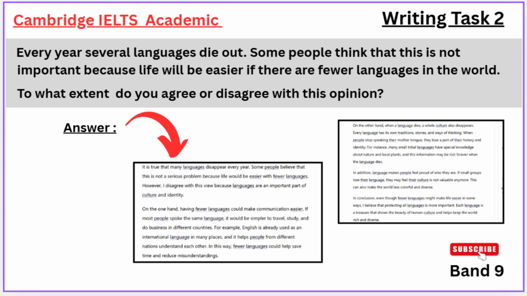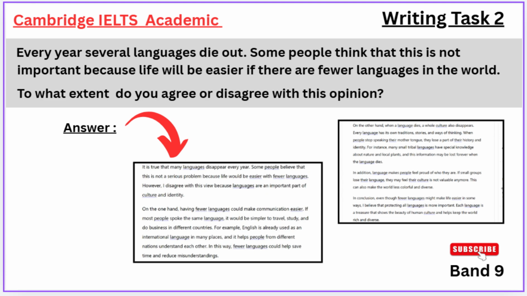Today, we are going to learn how to write an effective IELTS Writing Task 2 essay in a simple and easy way. Our topic today is: every year several languages die out. Some people think that this is not important because life will be easier if there are fewer languages in the world. This is a very important and common IELTS discussion opinion essay. In this type of question, we need to discuss both views and clearly give our own opinion.